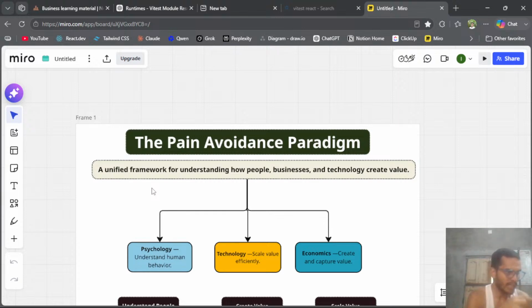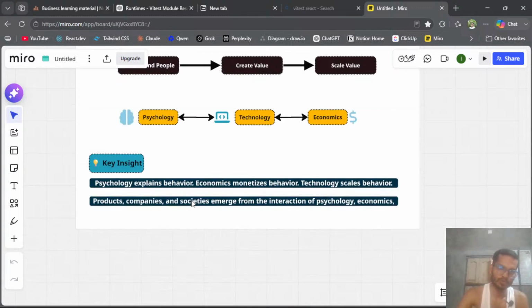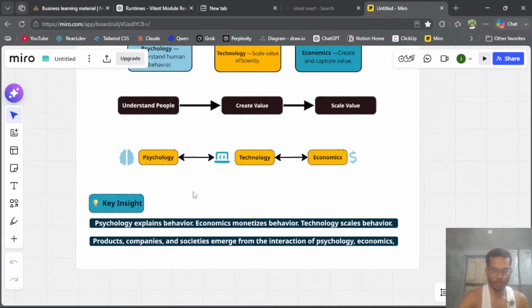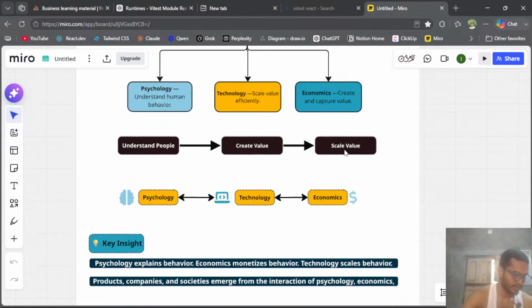Now, to understand what pain is, as I explained, we are seeking pleasure because the brain wants relief. I'm not going to dive into psychology, I'm just focusing on the entire workflow. We have to understand value because economics create and capture value. This is the right terminology, because a lot of motivational speakers and business people talk about it: you have to create value. If you want to create software, you have to create value.